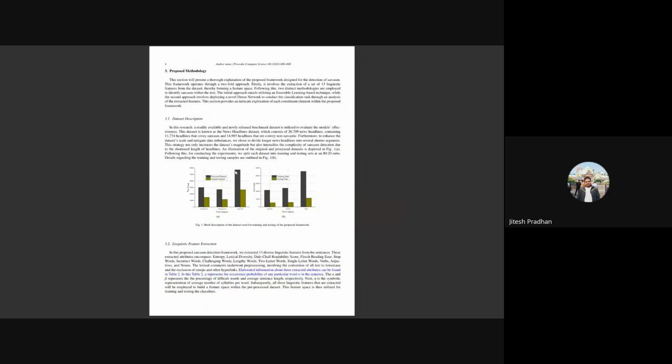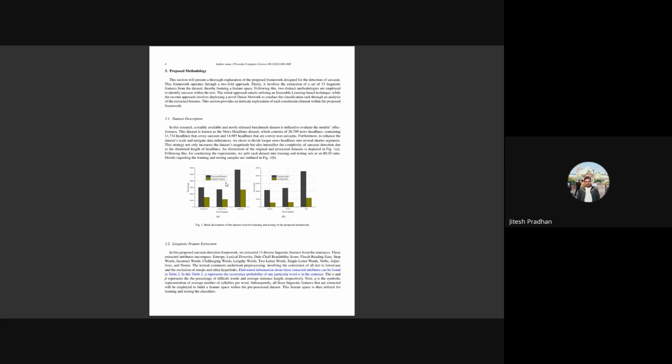Our target was, by checking news headlines, to classify whether a headline is sarcastic or non-sarcastic. So how can we do it? Initially, all the data was in CSV format, so we did the pre-processing where we extracted the text data. Then we performed word level segmentation, sentence level segmentation, and word level tokenization. Then we did cleaning, removing all the stop words, punctuations, and special symbols, everything.